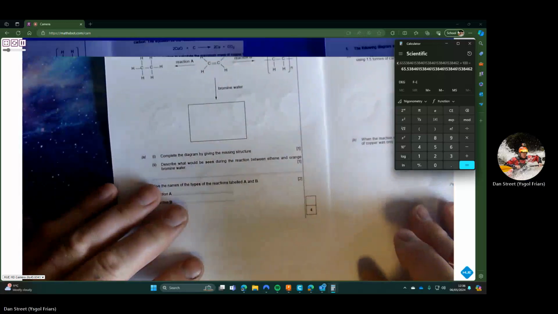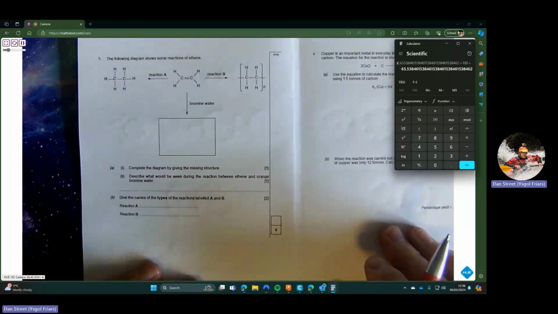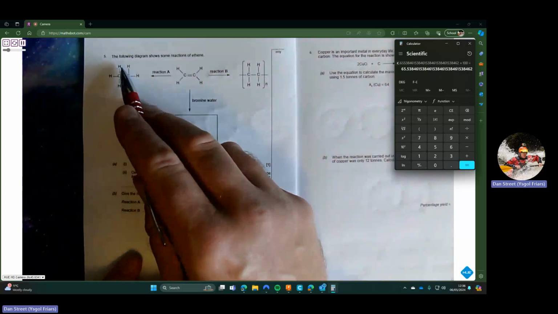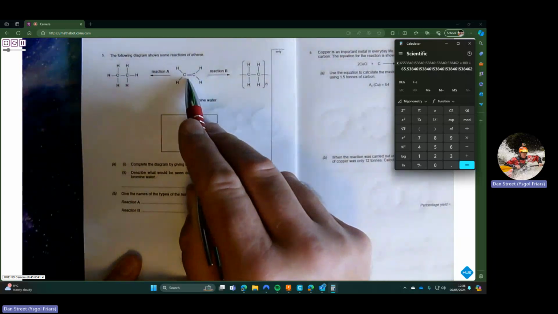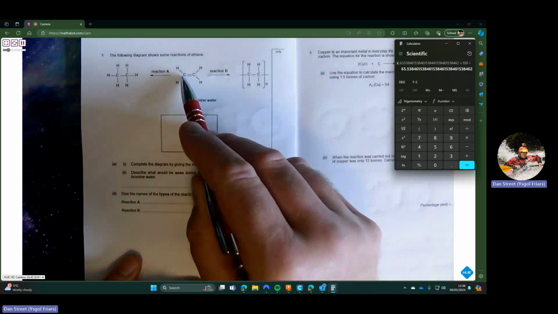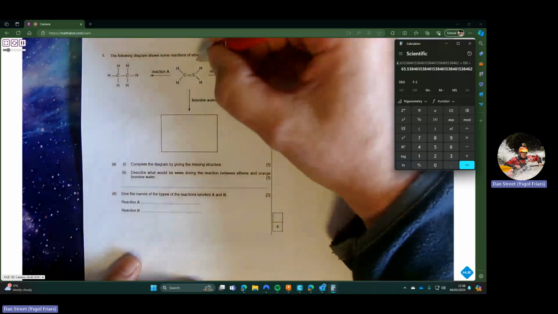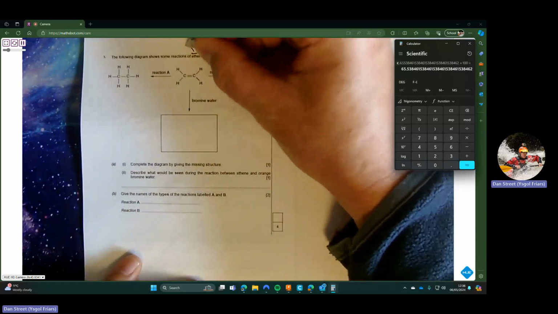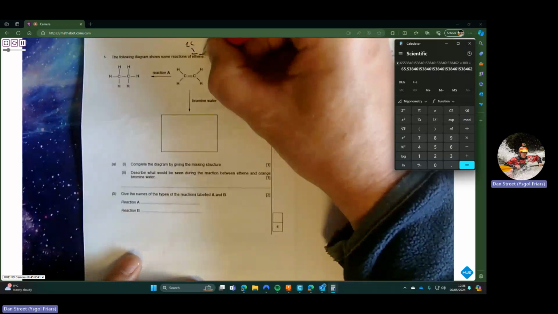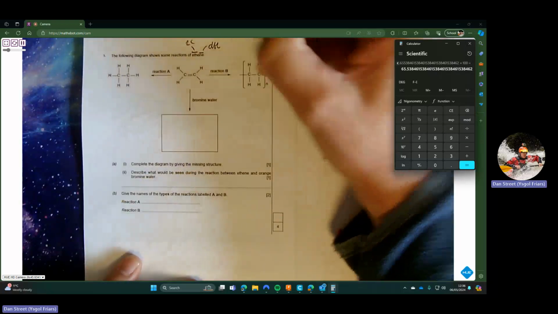Okay, moving on to this question, which is from your organic section part of the syllabus. The following diagram shows some reactions of ethene. So we need to remember that ethene is a 2-carbon molecule with a double bond. So that's 2 carbons, and the ene bit is double bond.